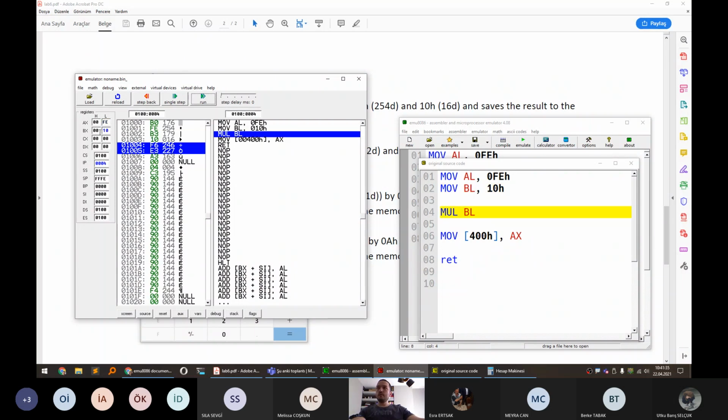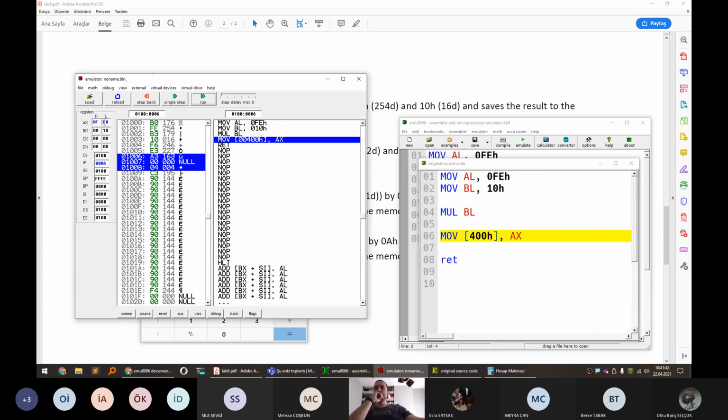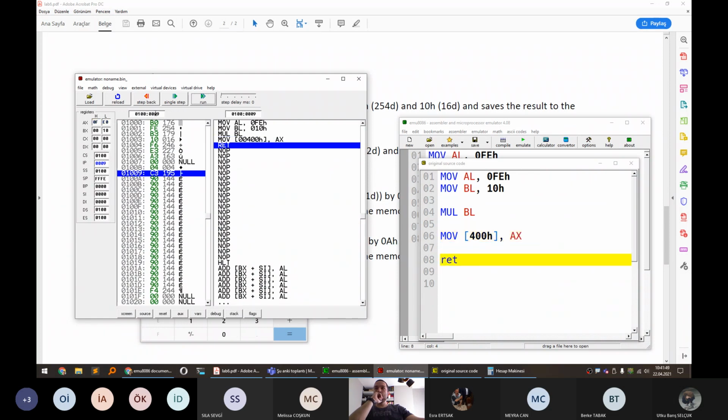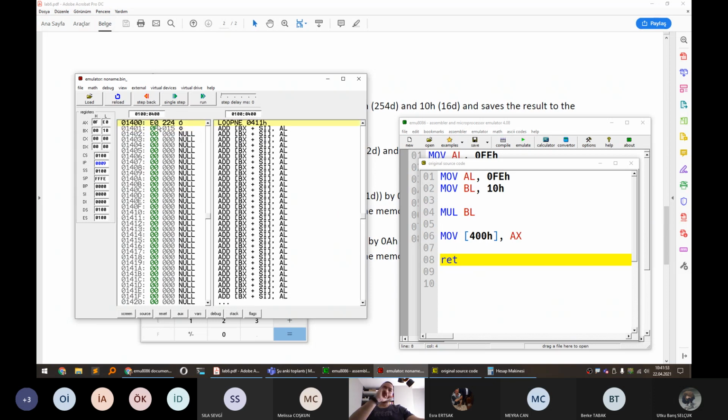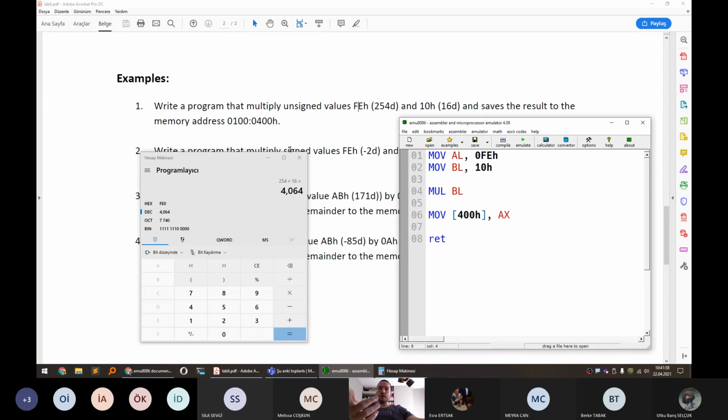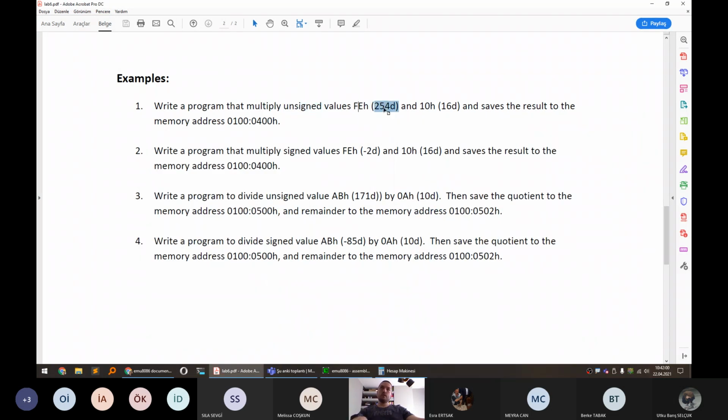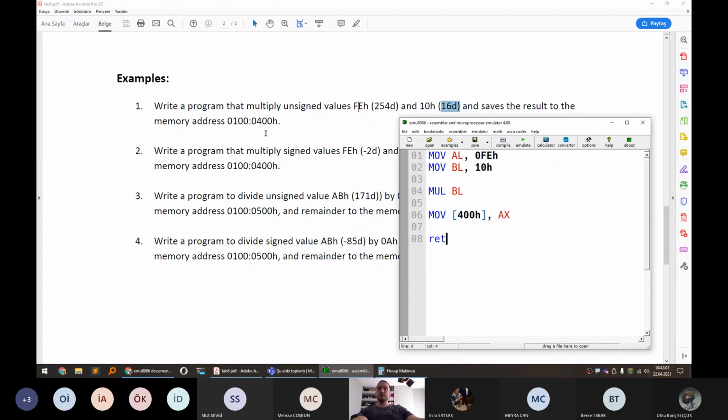FE in AL, 10 in BL, these are hexadecimal. We make the multiplication. The result is FE0. And we are going to put that into 400 memory location FE0. Okay, there's no signed operation. These are unsigned numbers. We multiply 254 with 16. This is the answer. Second question.